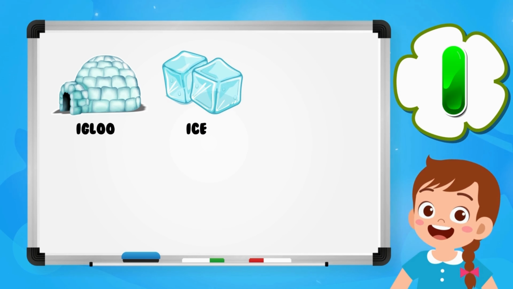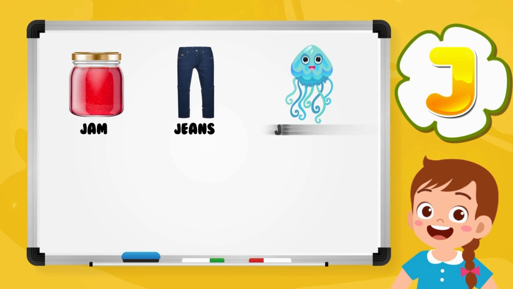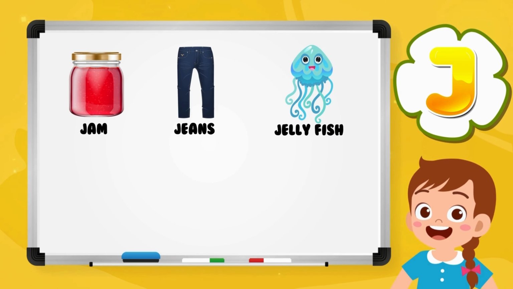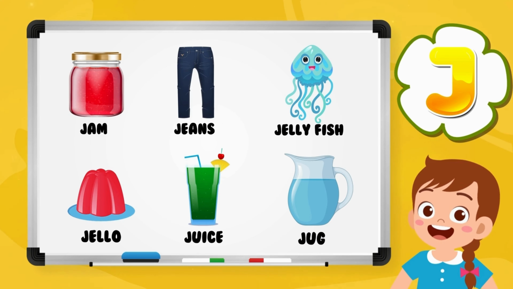J. J is for jam. J is for jeans. J is for jellyfish. J is for jello. J is for juice. J is for jug.